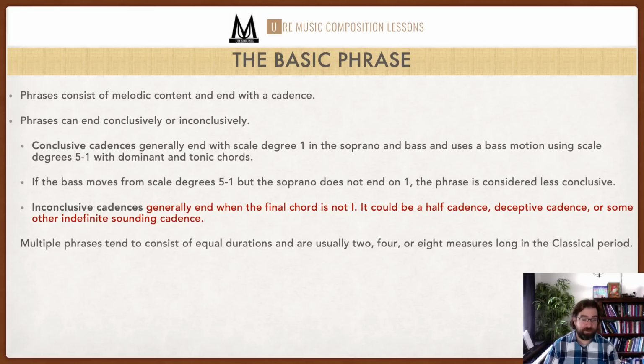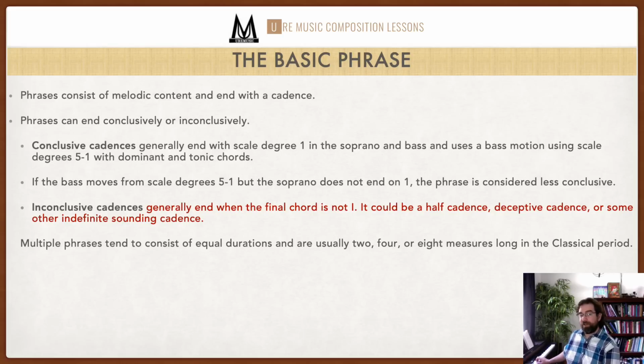The other part of a conclusive cadence is that you need to have this bass motion where you have scale degrees 5 and 1 in the bass. So if you build a chord on the 5th scale degree, let's just use C major. Here's C. Here's your G. So if I build a chord on that G, G, B, and D, I now have a dominant triad, or a chord built on the 5th scale degree. The chord that this needs to resolve to is the 1 chord, the chord built on C. So that would be C, E, and G.